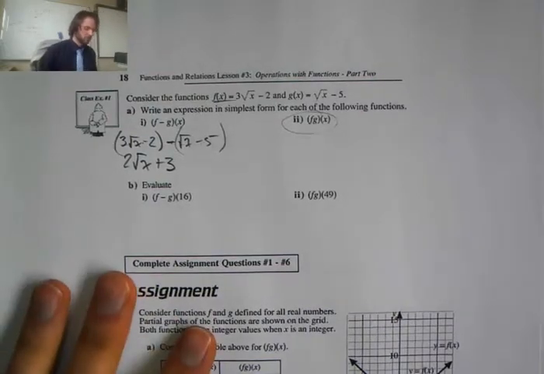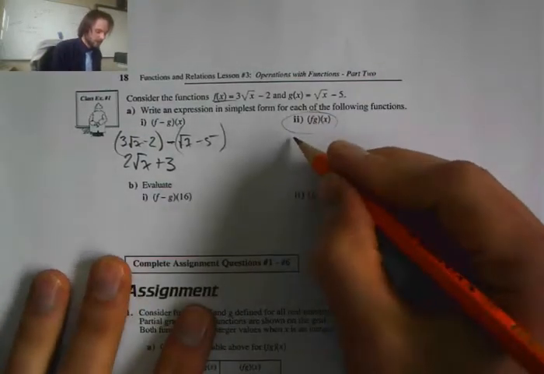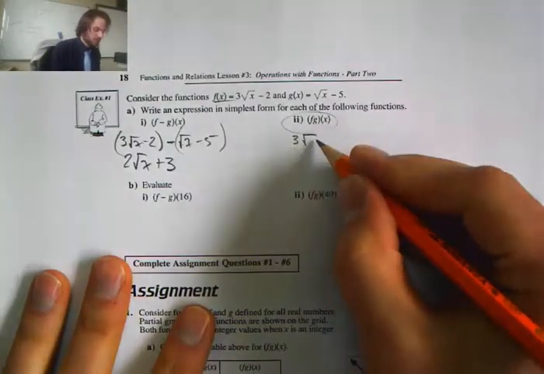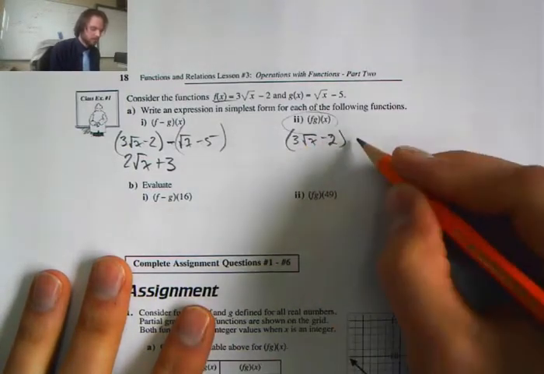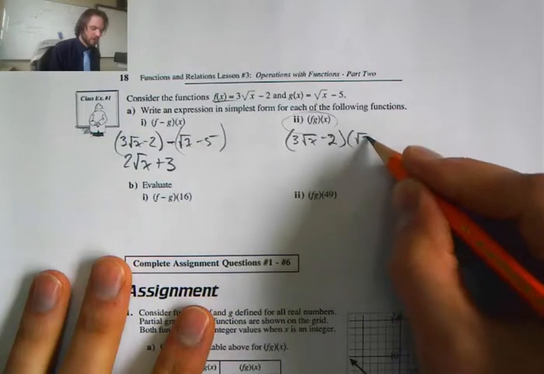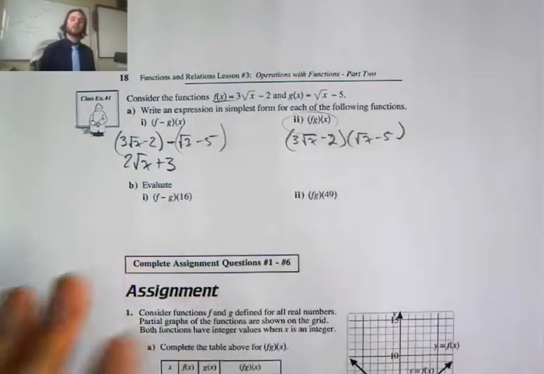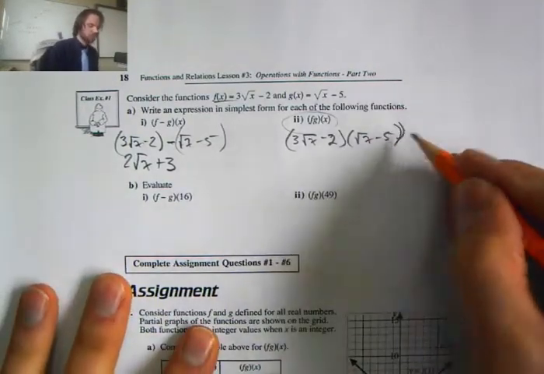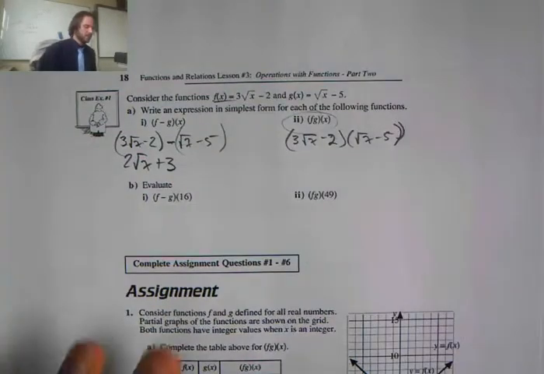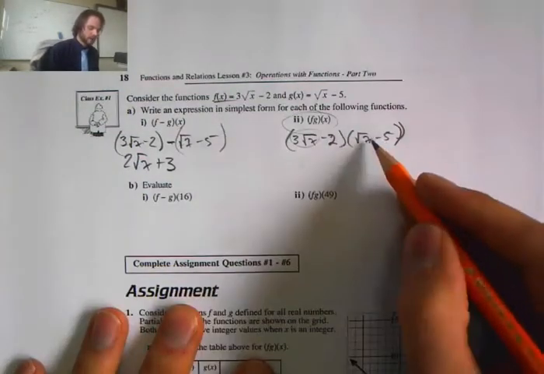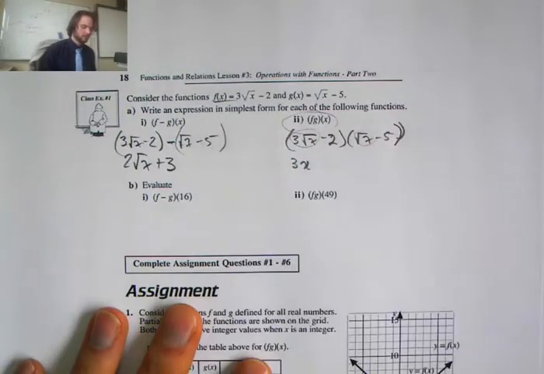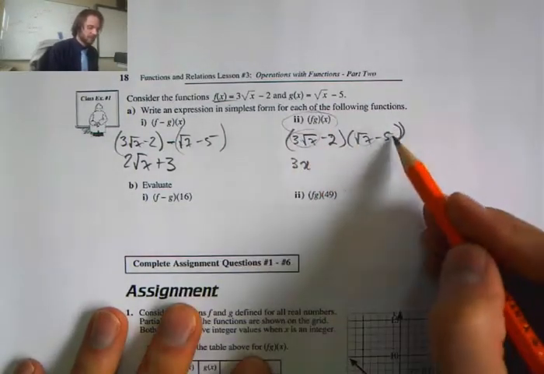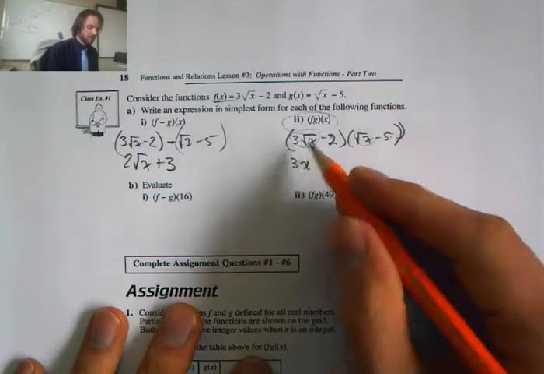Now, it wants us to multiply them together. Okay, so let's multiply these two together. So I'm going to have 3 root x, subtract 2, multiplied by root x, subtract 5. Now, in order to do this, I'm going to have to do my old trusty distributive property. So we have 3 root x multiplied by root x gives me 3x. Okay? Then 3 root x multiplied by negative 5 will give me negative 15 root x.